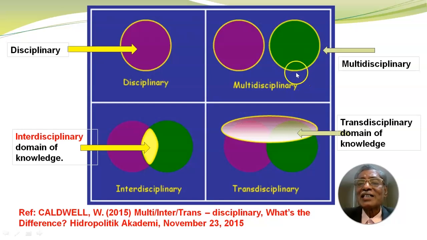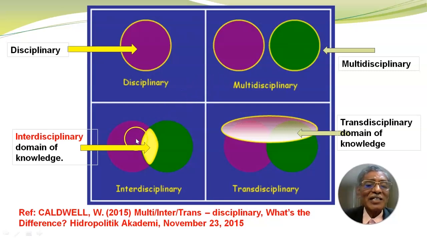So you can see here, there is no integration of two different disciplines. There is no intersection of two disciplines. Each discipline has its own identity. So multidisciplinary education is additive of knowledge from different disciplines.